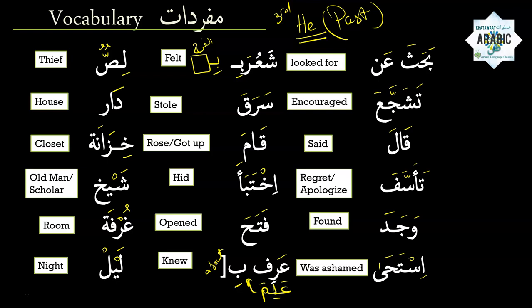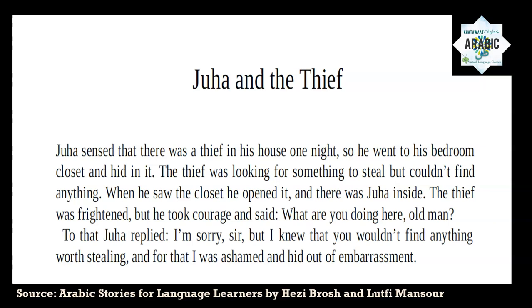So let's read the story in English first. That way we can get the gist of the short story or the punchline of the anecdote. Juha and the thief. Juha sensed that there was a thief in his house one night, so he went to his bedroom closet and hid in it. The thief was looking for something to steal, but couldn't find anything.